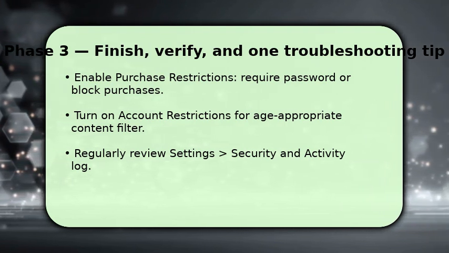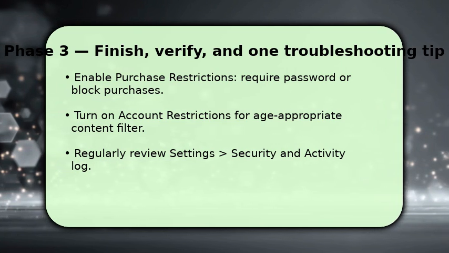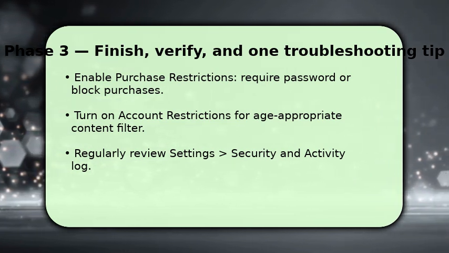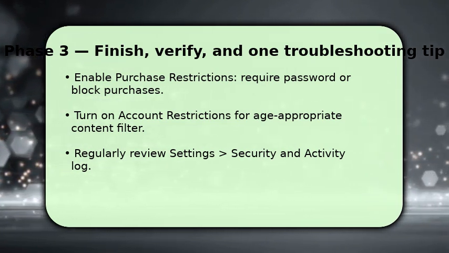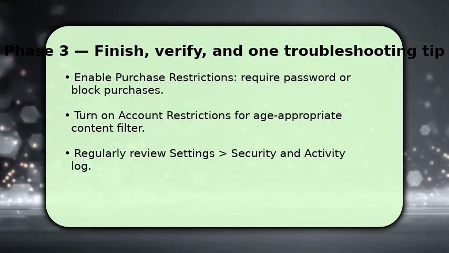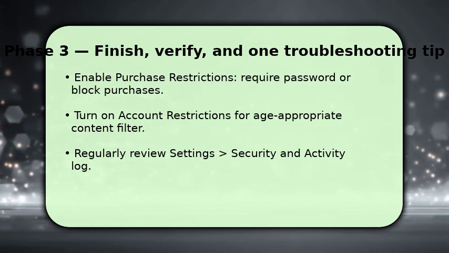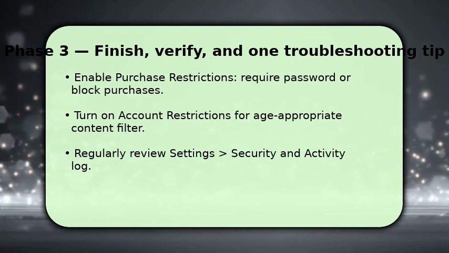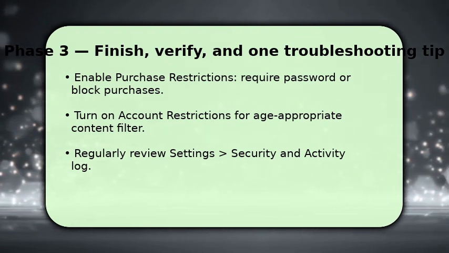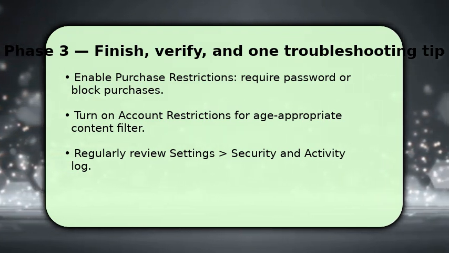Once locked, periodically open security and the activity log to review play and friend requests. If something goes wrong, check the parent email for verification prompts, and reset the 4-digit PIN. If issues persist, reinstall the app and repeat these locked steps to restore controls.